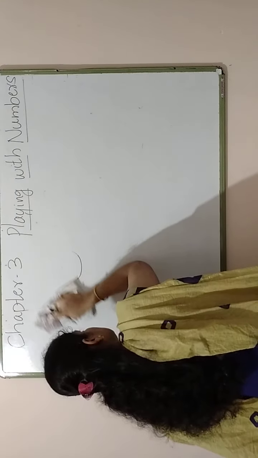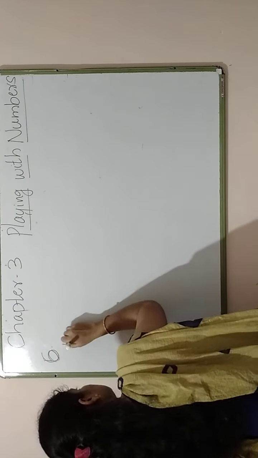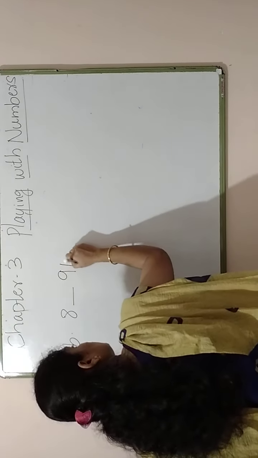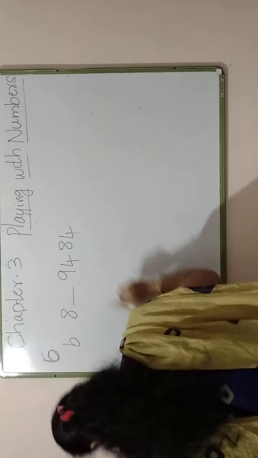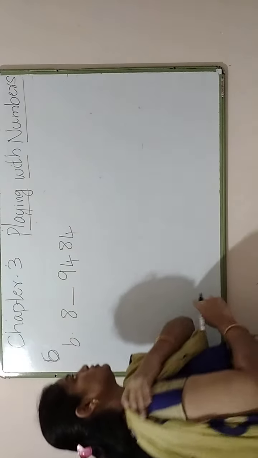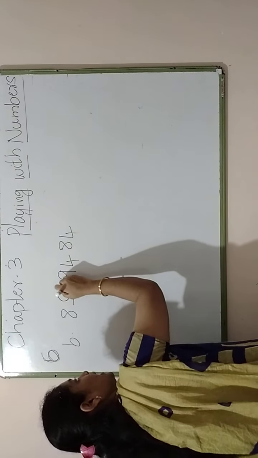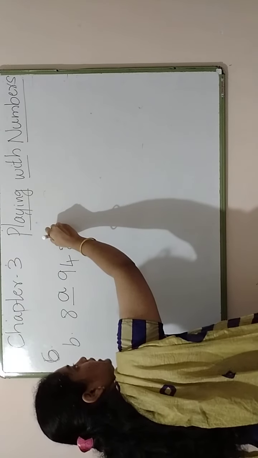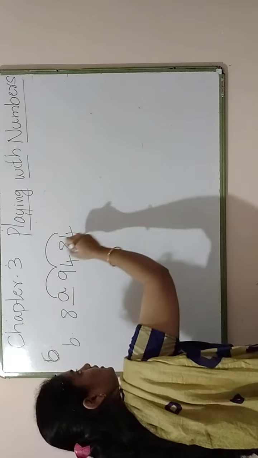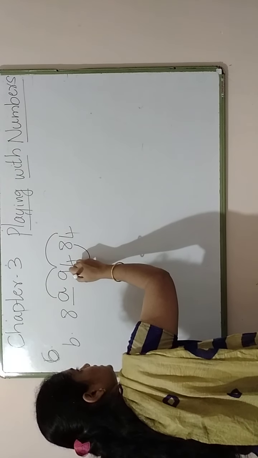There is one more problem. The last one in this exercise is 8 dash 9484. So this is the last problem in this. Okay, 8 dash 9484. So let us consider this number as a. And the even and odd places numbers: 4 plus 4 plus 8, 8 plus 9 plus 8.